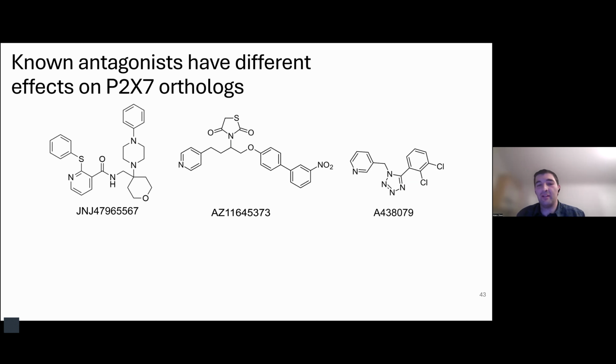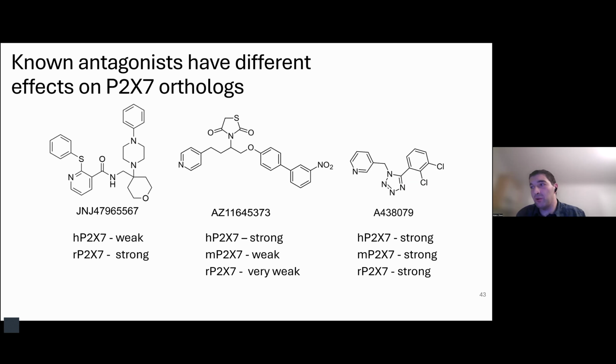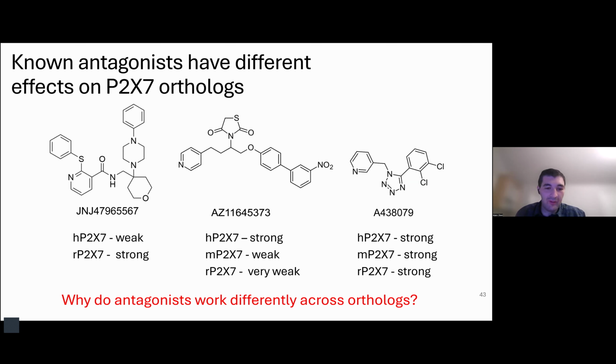In contrast, the antagonist AZ11 is about 100-fold less potent at mouse P2X7 and greater than 500-fold less potent against rat P2X7 compared to human P2X7. And there are also P2X7 antagonists, such as A438, which we just classified as a shallow binding ligand, that are equally potent across all P2X7 receptor orthologs. So molecular explanations for the pharmacological variability between P2X7 orthologs remain a mystery. So why do these antagonists work differently across different orthologs?